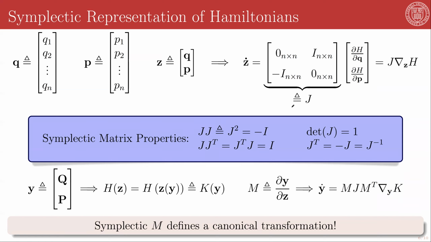For a system of n coordinates, J is a 2n by 2n skew symmetric matrix. It is called a symplectic matrix, and it has the following properties. J multiplied by itself, which is sometimes written as J squared, is equal to negative the identity matrix. J commutes with its own transpose, and J multiplied by its transpose is the identity matrix. The determinant of J is strictly positive 1, and as a skew symmetric matrix, the transpose of J is the negative of J and also the inverse of J.